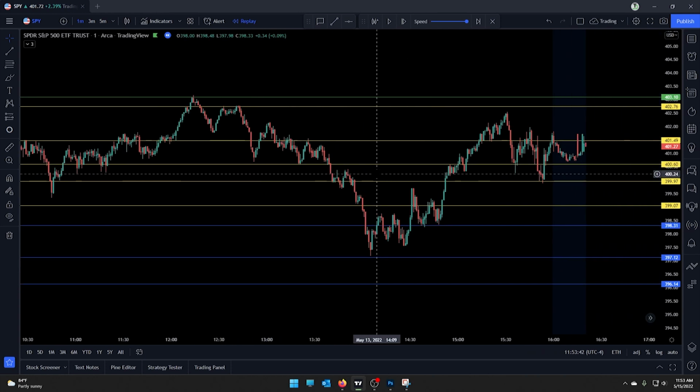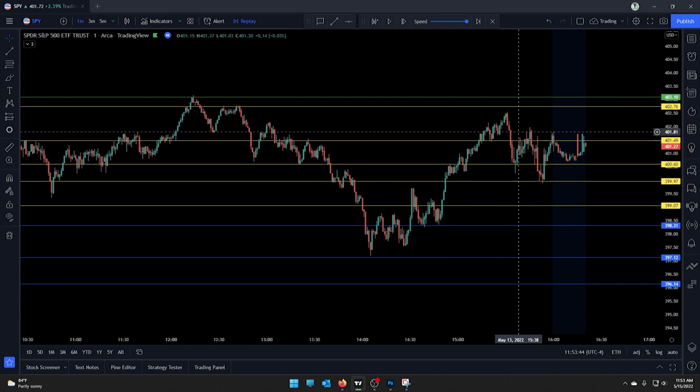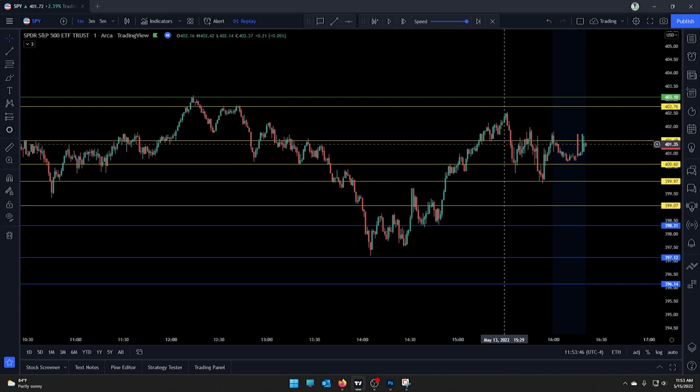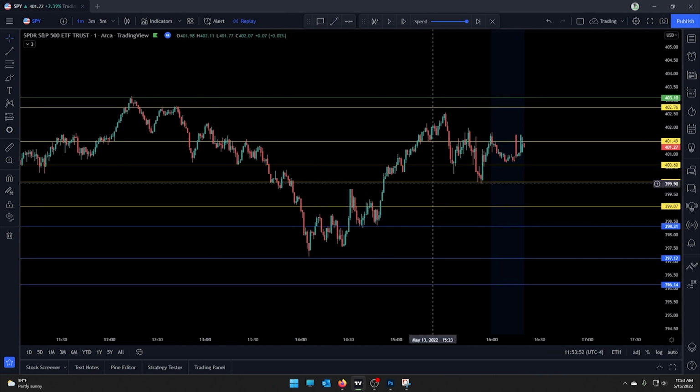I mean, I have to believe that the next time we come down to retest that, it's going to do what it has done a bunch of times leading up to then. Again, nothing is guaranteed in the market. So if I see this coming down, I'd be looking for support here.